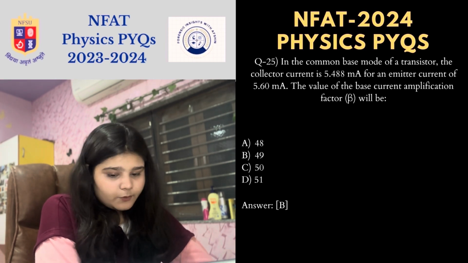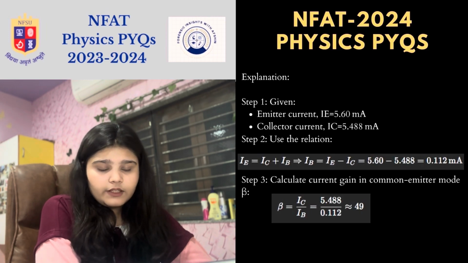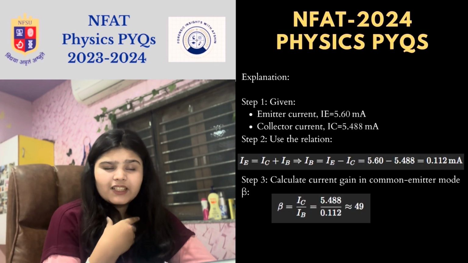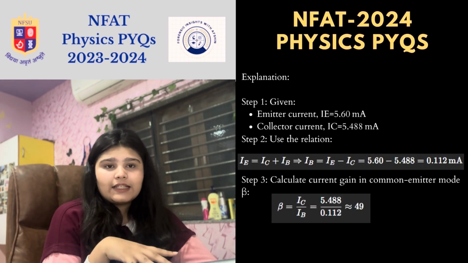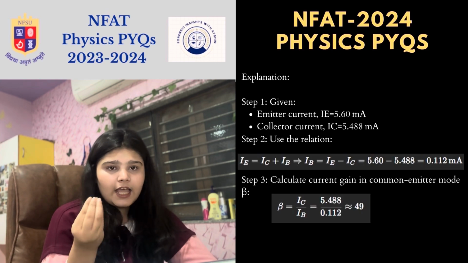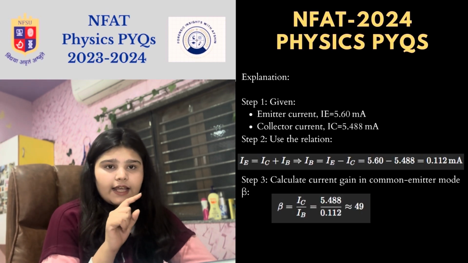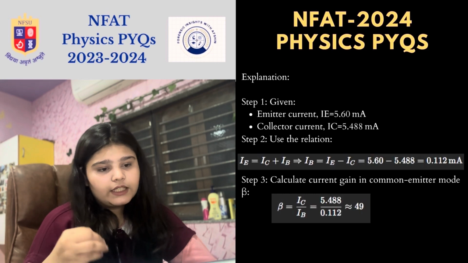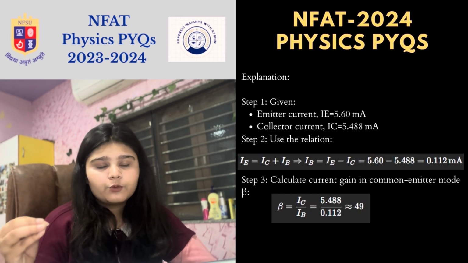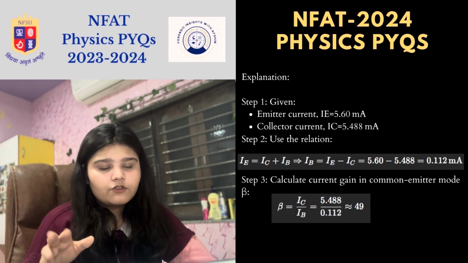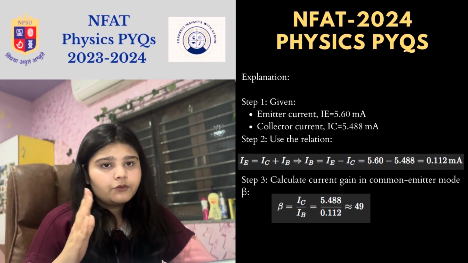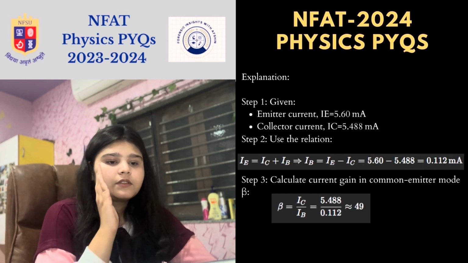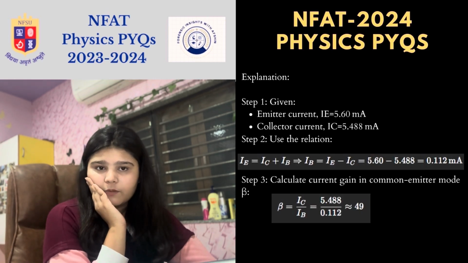So as I said, in every numerical, keep writing what all is given. We are given the emitter current, which is IE equals 5.6, and collector current, which is IC equals 5.488. Now we will use the relation IE equals IC plus IB. From that we will find IB by putting the values of IE and IC. That's how we'll get 0.112 mA, and then we'll calculate the gain in common emitter mode, which will be IC by IB. So 5.488 by 0.112, which will be approximately 49. So option B is the correct option for this question.